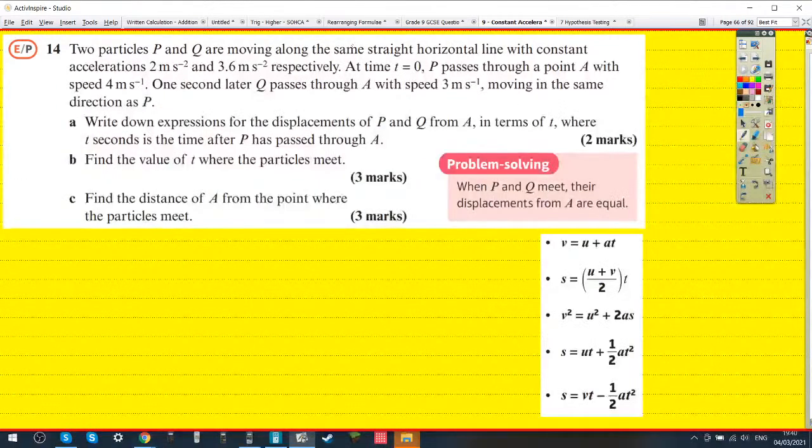Yeah, total distance. All right, this one, two particles this time, moving along a line. They both have different accelerations, different speeds, and different times, moving in the same direction. For the displacements, find the time where the particles meet. All right, this looks juicy. Let's try this.